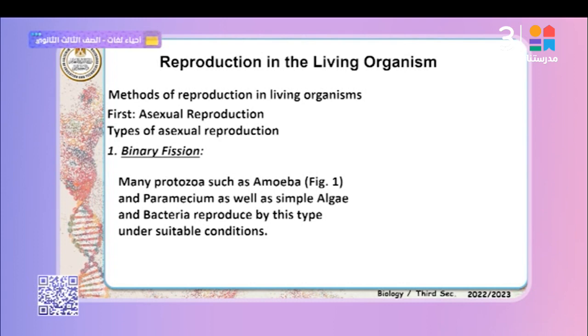Methods of reproduction in living organisms. First is asexual reproduction. Types of asexual reproduction: number one, binary fission. Number two, budding. Number three, spore formation. Number four, parthenogenesis. Number five, regeneration. Okay. Finally, tissue culture, which occurs in plants. Starting first with binary fission.